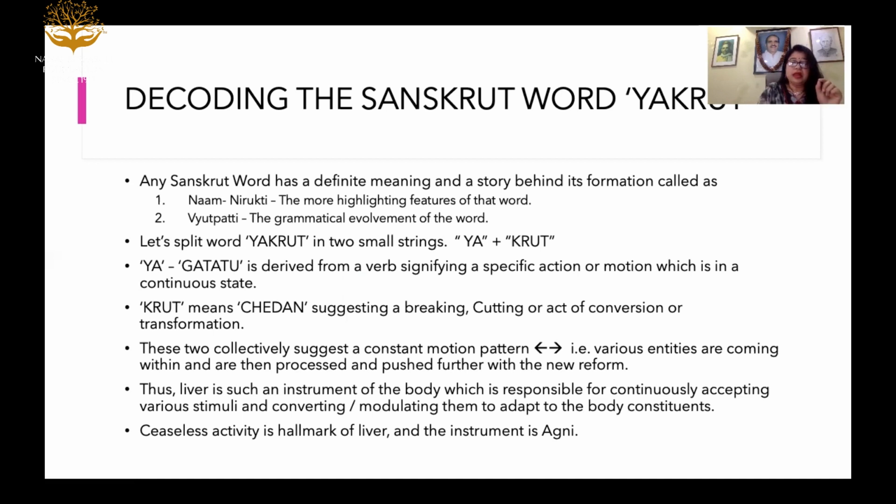So if we see liver, it has a ceaseless activity. That is the hallmark of liver. It is not a voluntary movement. It is an involuntary movement where continuously liver is functioning, and this functioning is happening with the instrument that is called Agni. With the help of this Agni, this functioning is happening and this constant work is going on.